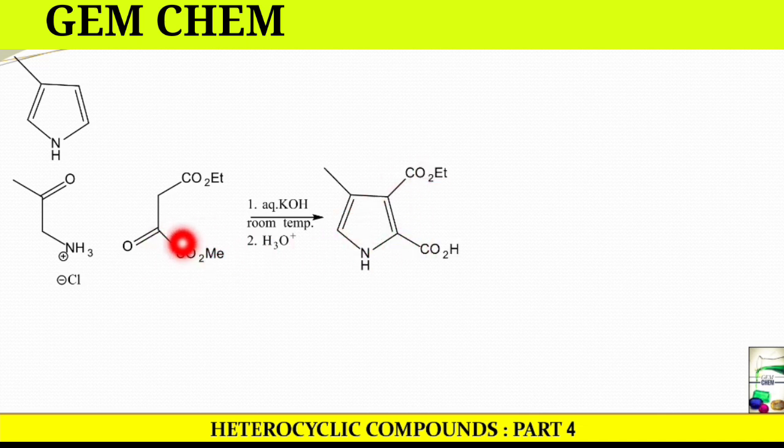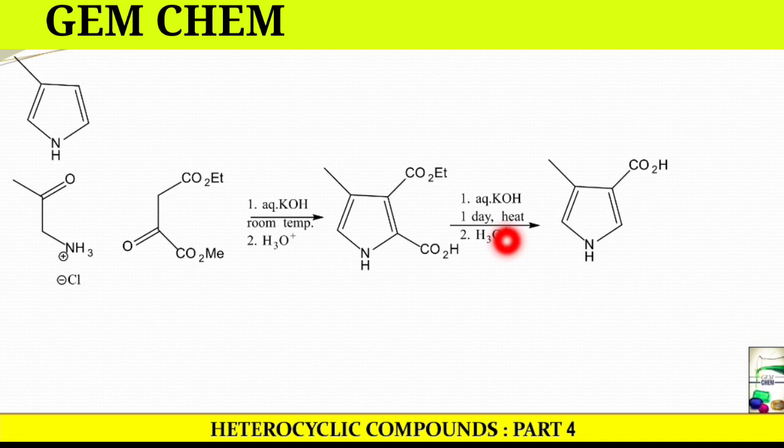If you see here, CO2Me has already been converted to CO2H. Now in the next step, decarboxylation will occur. As a result, we are going to further add more aqueous KOH to continue the reaction. Once we add aqueous KOH and continue the reaction for 1 day, followed by acidification, we are going to get that this CO2H has been removed and this CO2Et has been converted into CO2H. Further on heating, this will undergo decarboxylation and we are going to get our desired product.